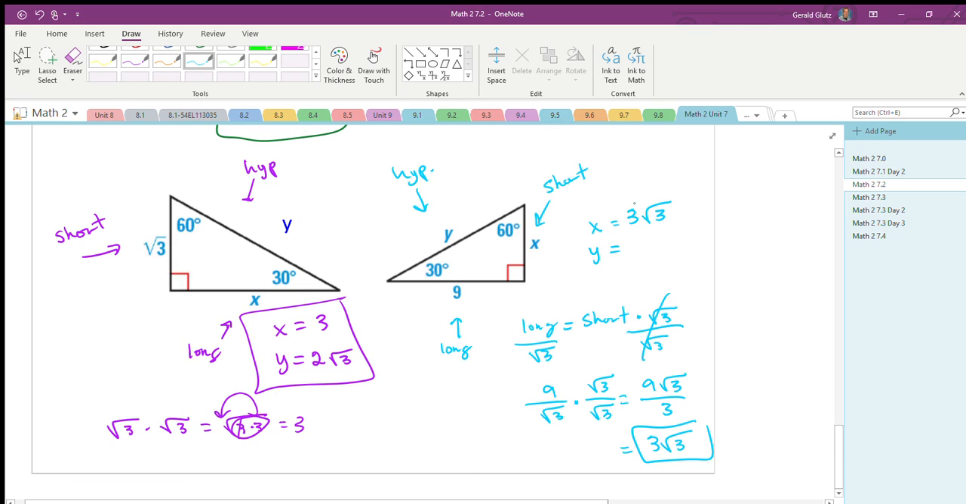And to figure out the hypotenuse, I just multiply this times 2. So 3 times 2 is 6 root 3. Again, when I multiply this by a whole number, I only multiply the whole numbers by whole numbers, and I only multiply the square roots by other square roots. So that would be your answer.